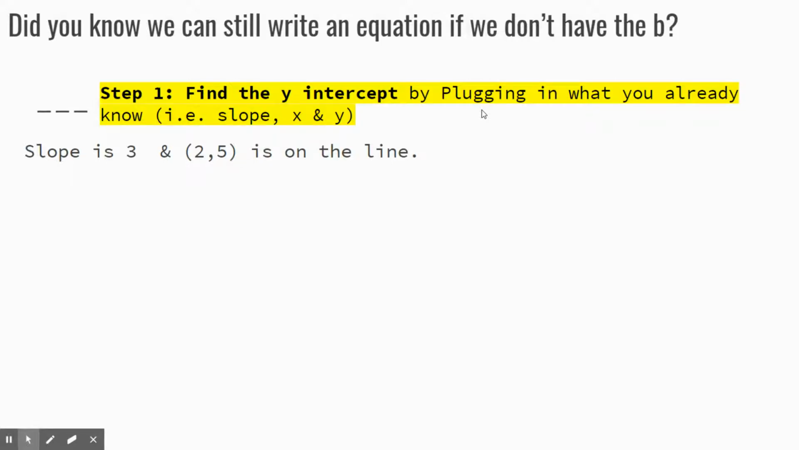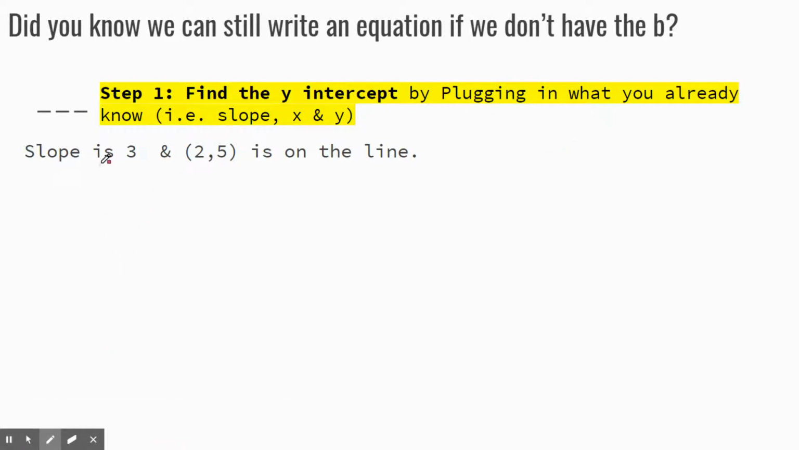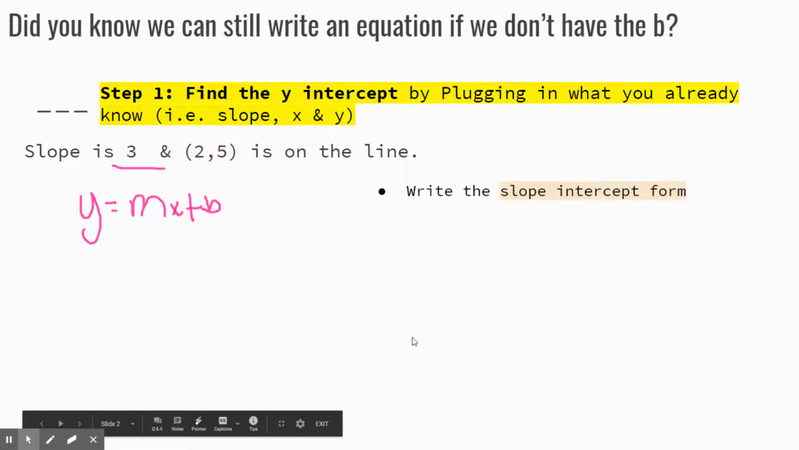If we don't have a graph to find the b, or if the graph's really uncertain to tell, we can still find it. So step 1 is to find the y-intercept by plugging in what we already know. For example, we know the slope. So we're going to do y equals mx plus b, because that's what we're going to start with. We're going to write the slope-intercept form equation.